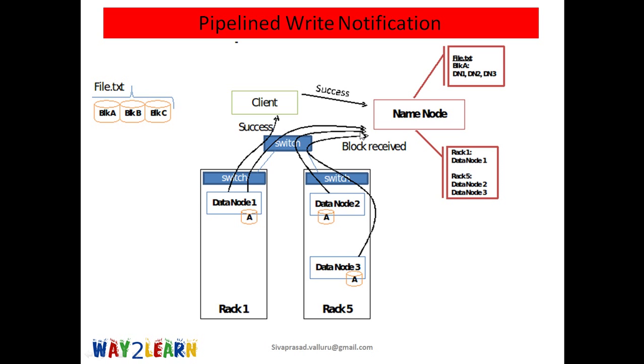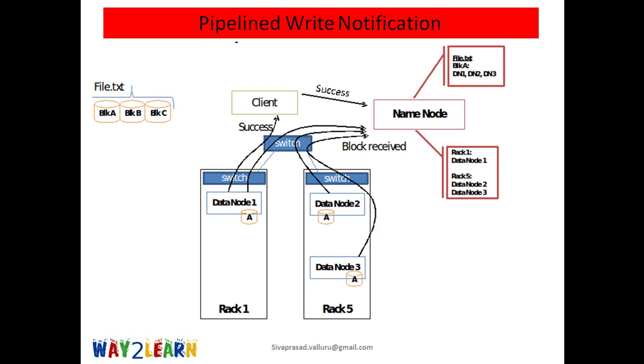And NameNode, once it gets acknowledgement, will write the metadata in memory. And finally, the client gets success. The client gets success once writing is done to data node 1. The client will not wait until the data is replicated to 2 and 3. Once the client is successful in writing data to data node 1, it will get success.